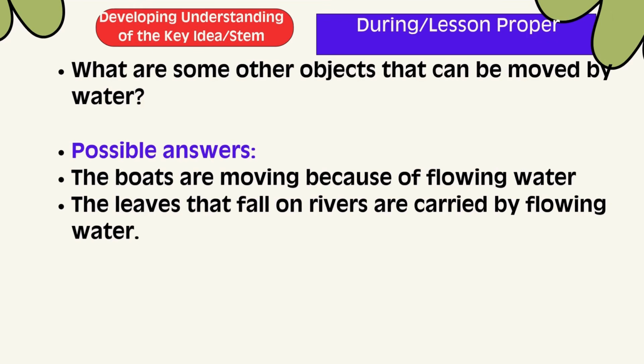What are some other objects that can be moved by water? The possible answers are: the boats are moving because of flowing water. The leaves that fall on rivers are carried by flowing water.